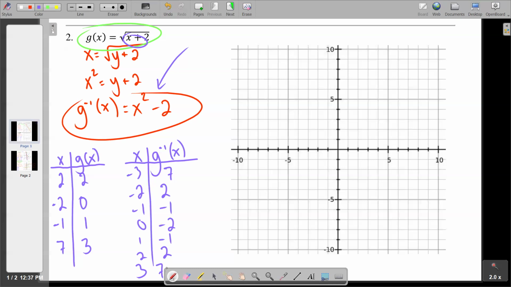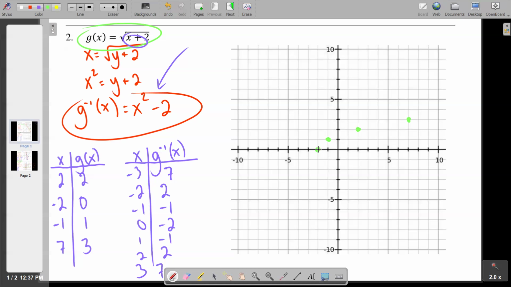So let's go through and first let's plot g of x. That was the first one where we only had 4 points in the table. So I will use green dots for this function. And if you're stuck on graphing points, just let me know. But there's (2, 2), and there's (-2, 0), (-1, 1), and (7, 3).